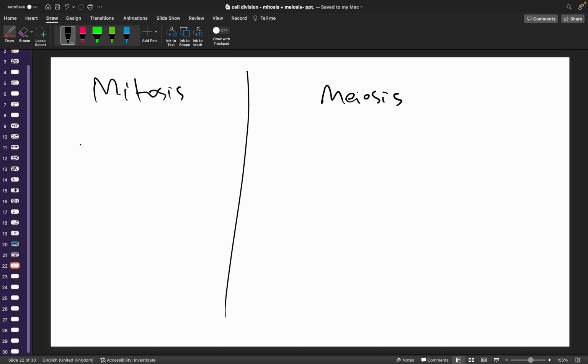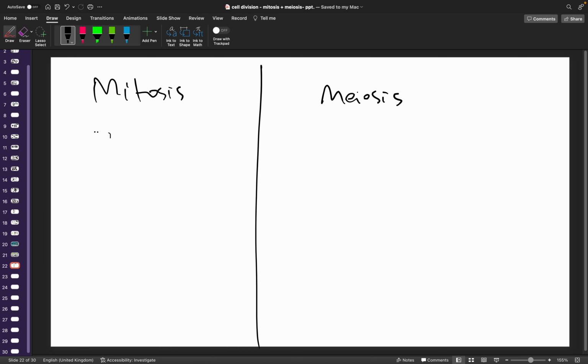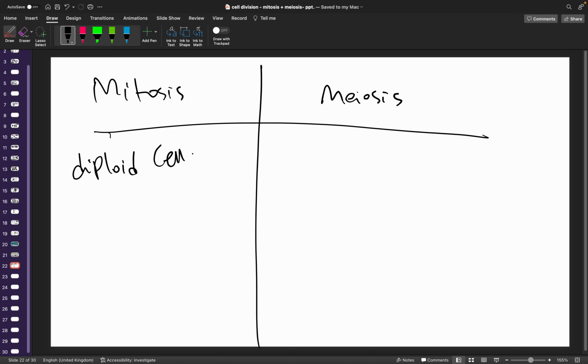Alright, I'll explain meiosis, what it is, in just a second after explaining just a few fundamental differences between the two. Mitosis, as aforementioned, occurs in diploid cells. So 46 chromosomes with 23 pairs. Meiosis occurs in haploid cells with half the chromosomes. So 23 chromosomes, no pairs. Right? Diploid and haploid cells.